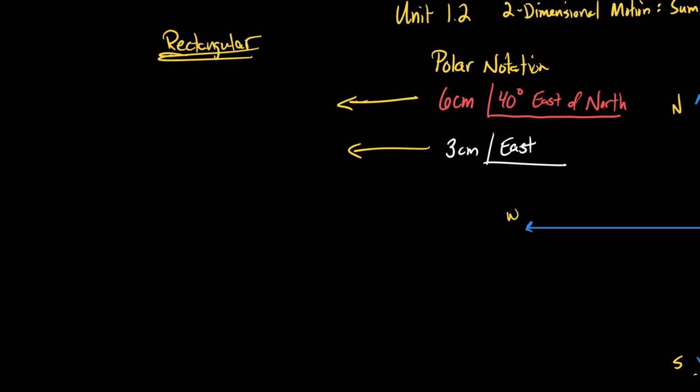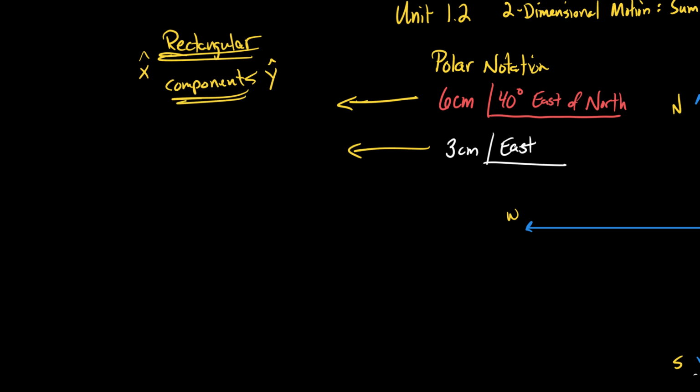Rectangular notation takes a single vector and splits it into two component vectors. Although you've done rectangular notation before, you probably didn't have it called this way. But again, rectangular notation takes a single vector, like this one, and breaks it up into a part that's in the x direction and a part that's in the y direction. It splits our vector into components.